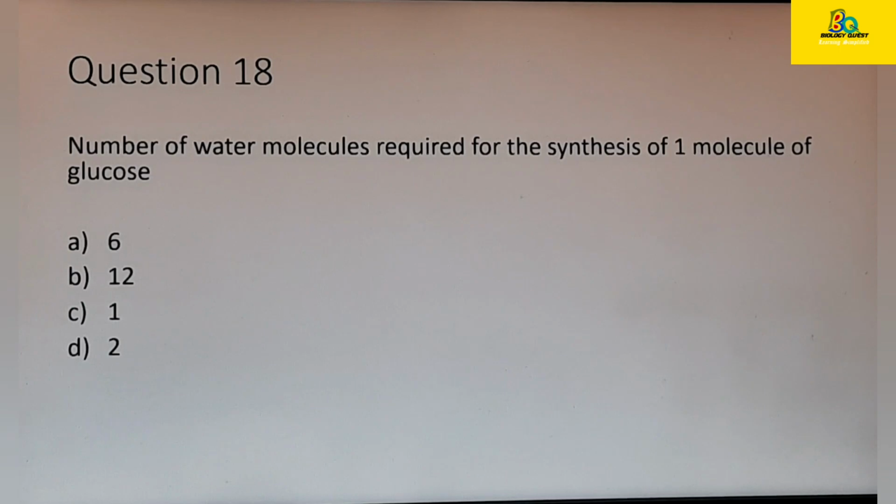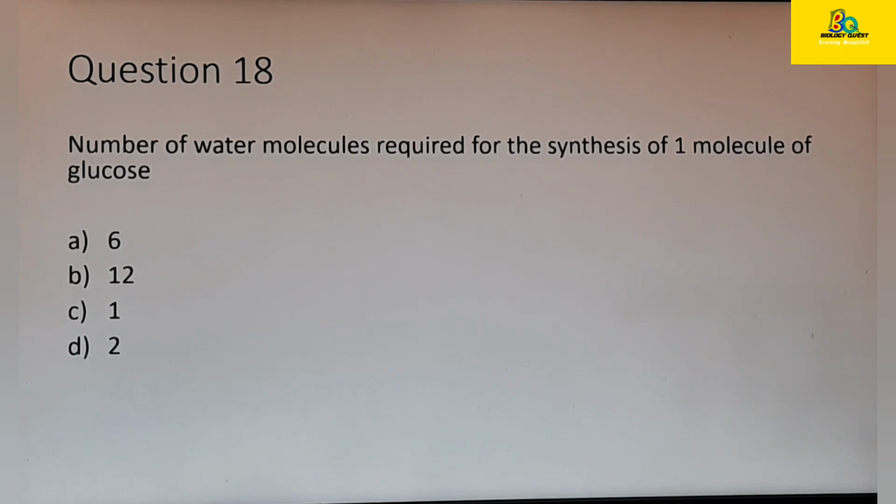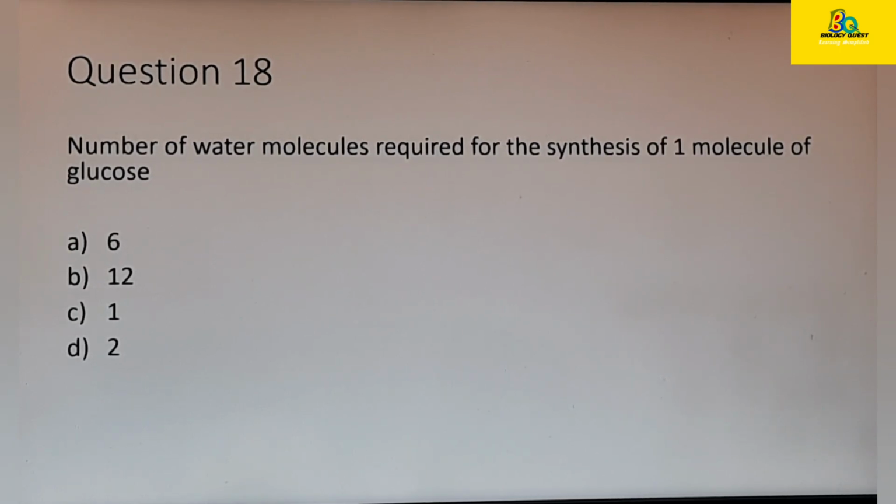Just think of that equation of photosynthesis. You will know how many water molecules are required. Look at the options. Option A 6, option B 12, option C 1, option D 2. So just think of that equation to represent photosynthesis. 6 CO2 plus 12 H2O gives one molecule of glucose, C6H12O6. Okay, so how many water molecules are required?